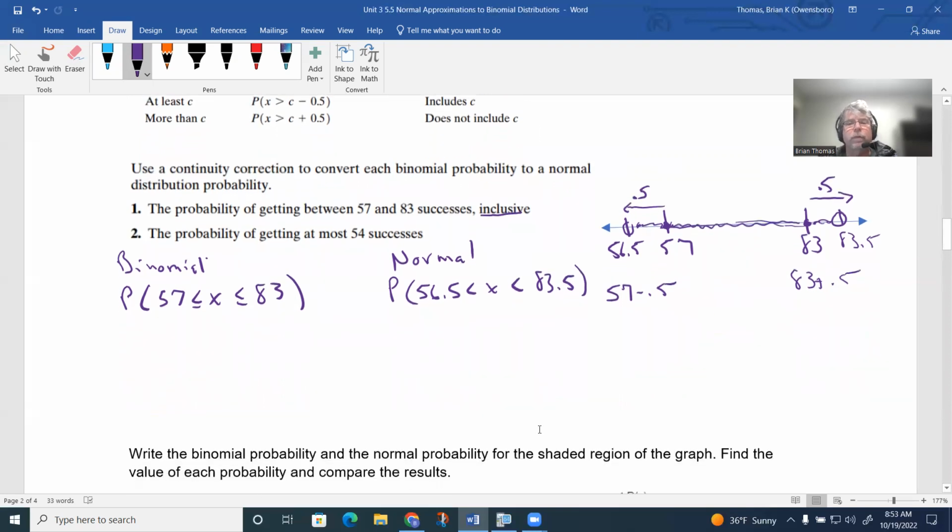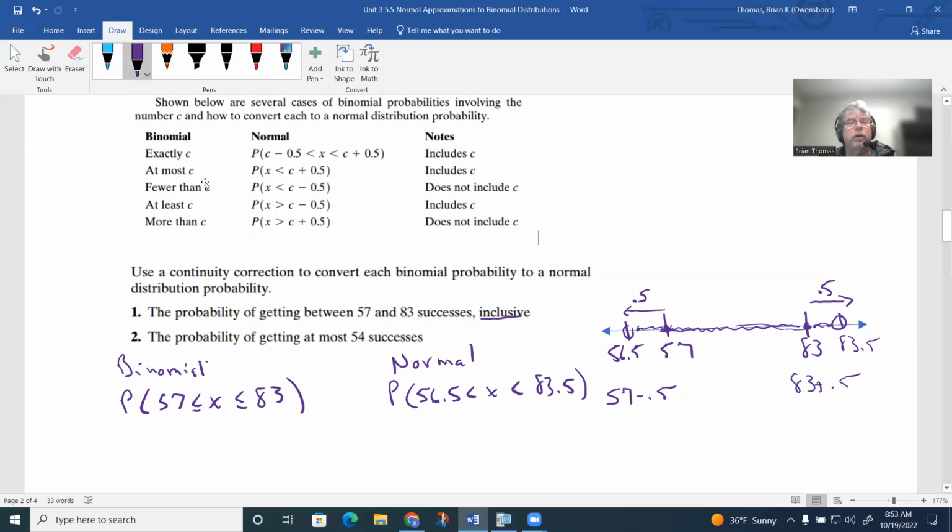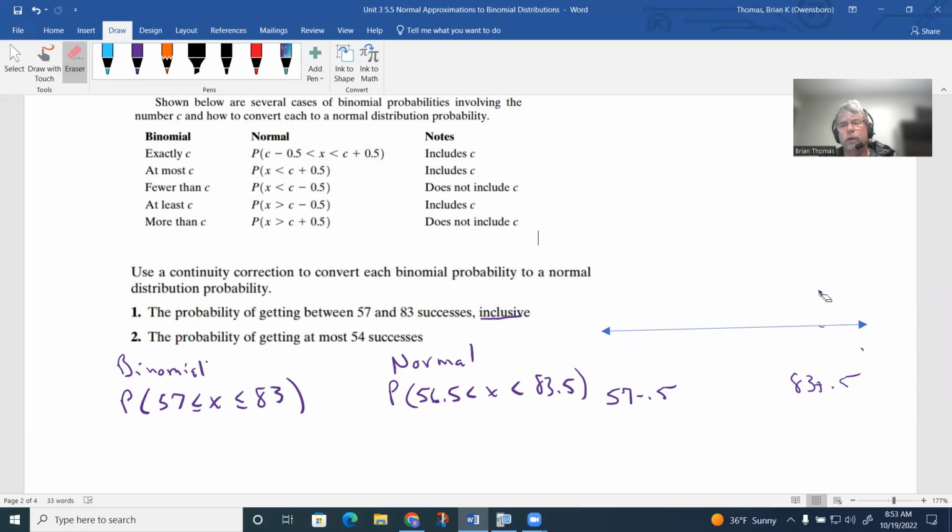So the next example we have is the probability of getting at most 54 successes. So again, notice that at most is up here, and notice how at most does mean include the endpoint. So that's the catch: do we include the endpoint or do we not include the endpoint? At most means we actually would include the endpoint. So that helps us build this normal interval.